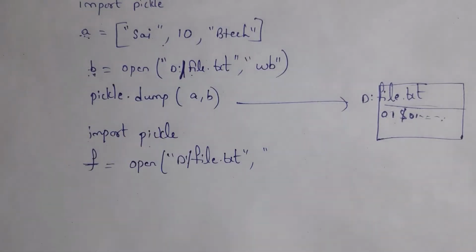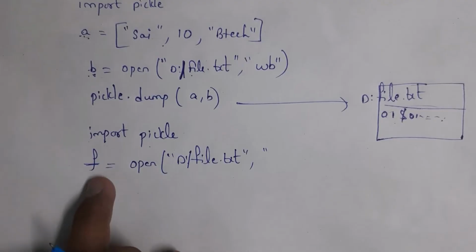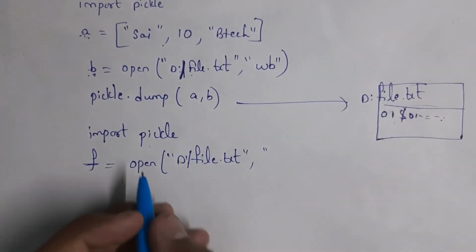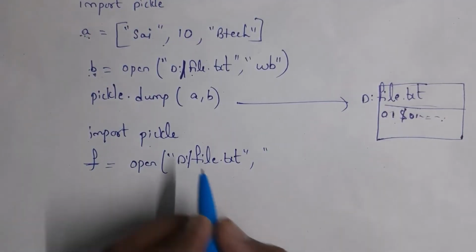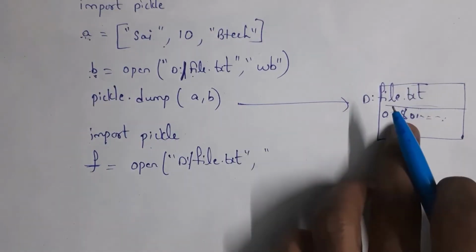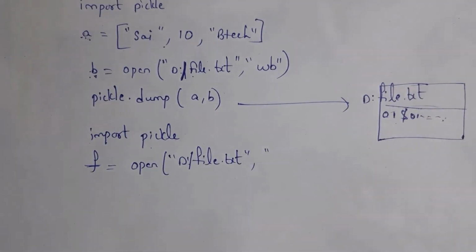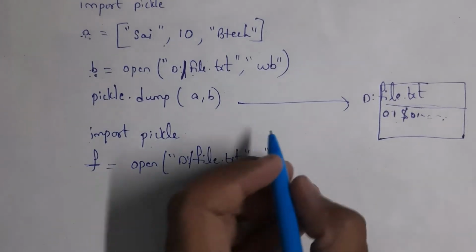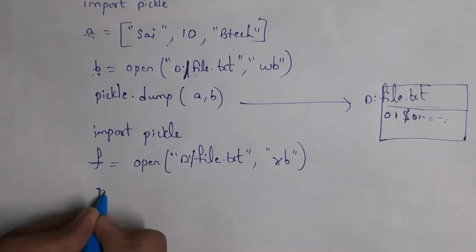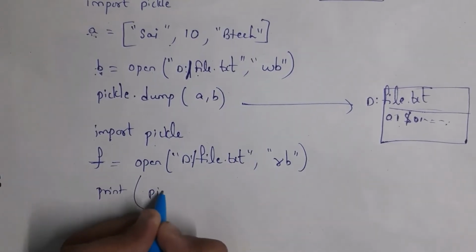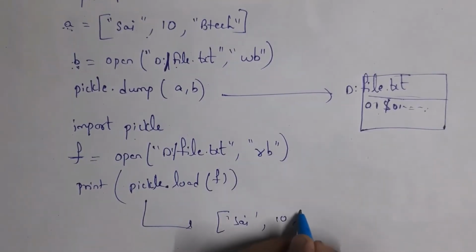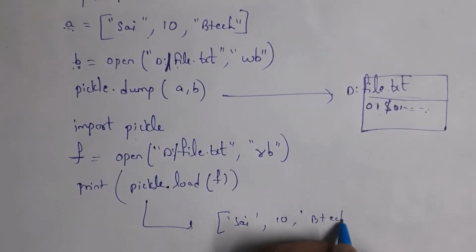So at first write import pickle. And next I took here object f. You can take any object. I took here f equal to open. At first we need to open this file. So just write here open d:/file.txt in quotations, comma, whatever data is present inside my file.txt, I want to see this data. So you need to open this file in read binary mode because I want to read data. And next write here print, inside the print function write pickle.load. And my file is present in object f, so just write here f. Whenever you run this code, you will get output sai, 10, btech.